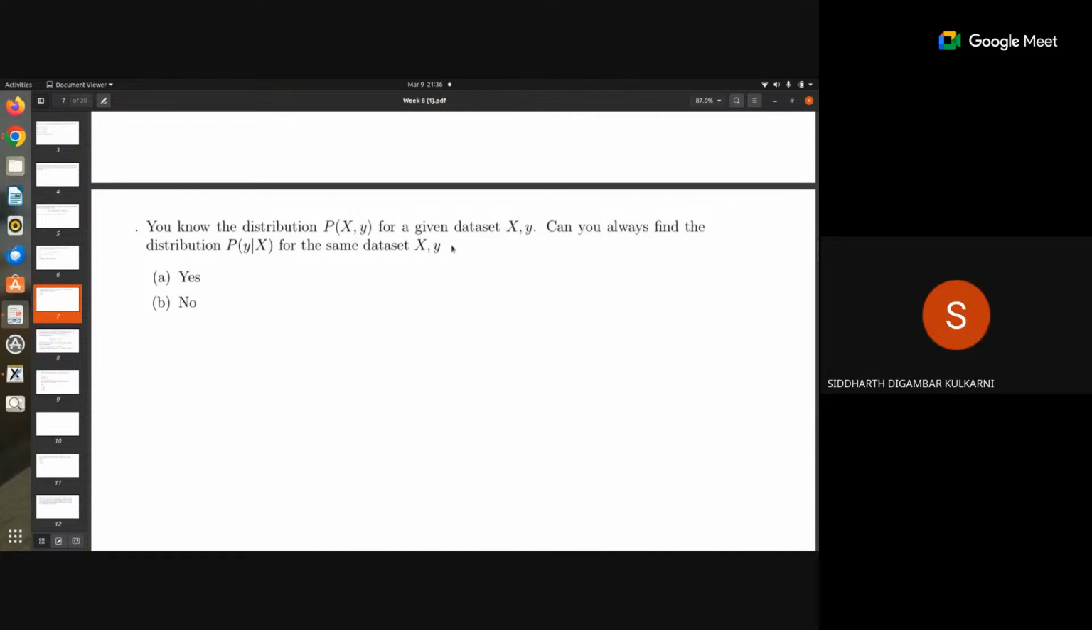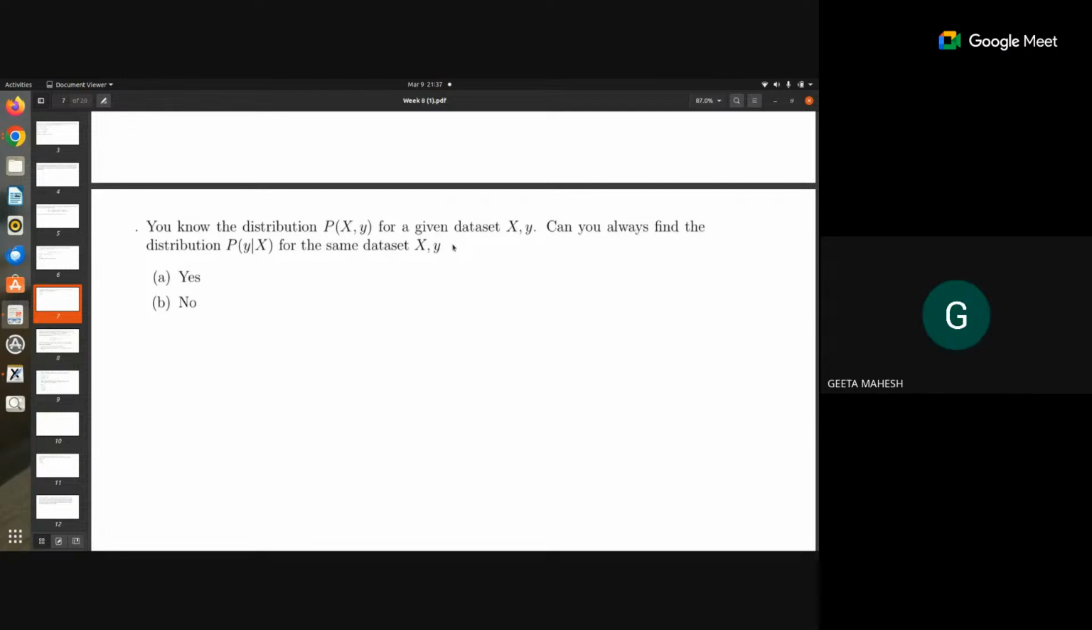Right? Probability of x is the sum of the probability of x given y equal to 1 times probability of y equal to 1, plus probability of x given y equal to 0 times probability of y equal to 0. So if you know probability of x, then we'll be able to find the probability of y given x, because we already know probability of x comma y.